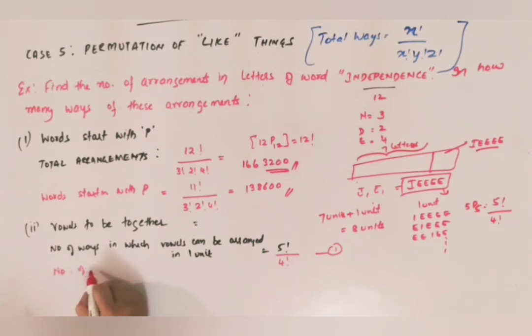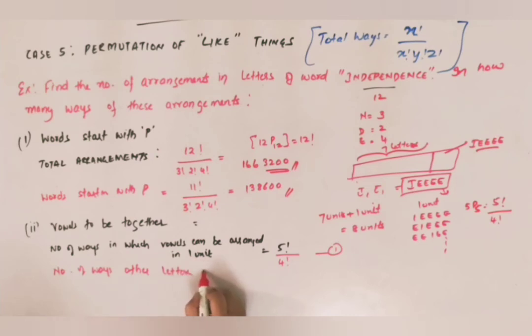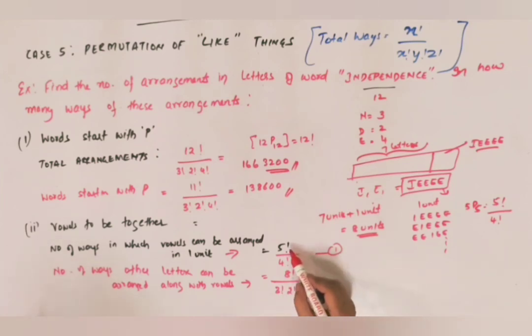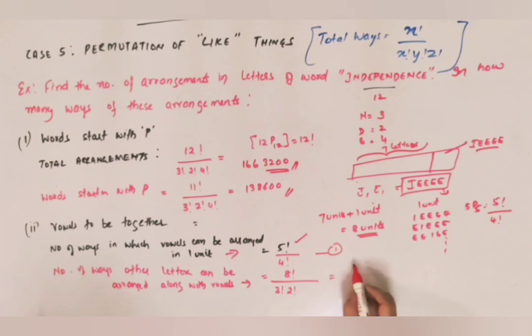Second one is the number of ways other letters can be arranged along with vowels. So this was only with vowels. Now this is vowels and other letters. So what do we get here? We have 8 units, so it will be 8 factorial. How many repeated kinds do we have? We have N. N is 3 factorial. We have D. D is 2 factorial. We will not consider E because E is already considered in the vowels. So this is step number 2.